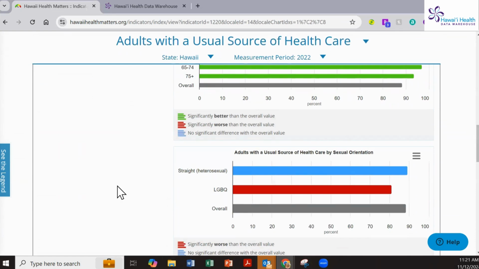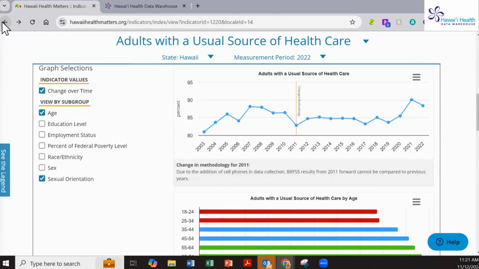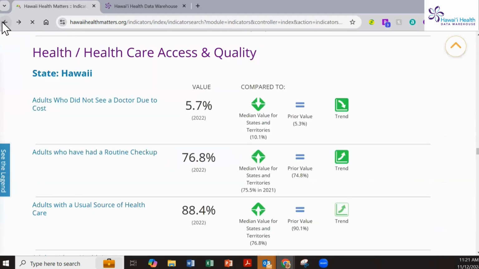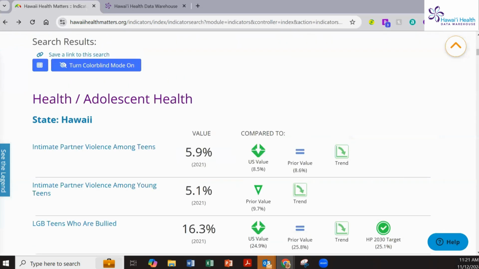The system does some statistics for you. So when you see red, it means it's significantly worse than the state overall. And when it's green, it means it's significantly better. So this is an example of some of the data that's available by sexual orientation and gender identity. We have quite a bit here in Hawaii Health Matters.